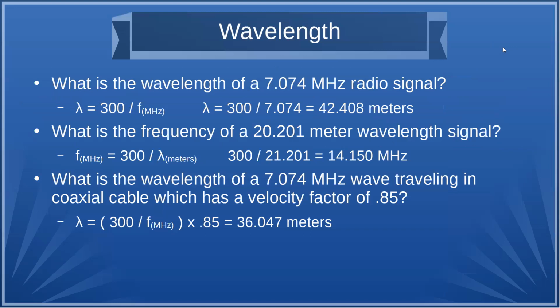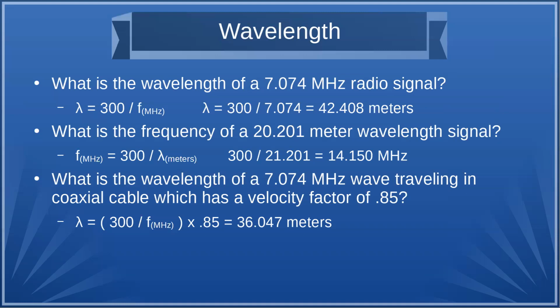Okay, so what would the wavelength of a 7.074 megahertz radio signal be? That's my favorite frequency. 42 megs. 42.4 meters. Yeah. It's in the 40-meter band.